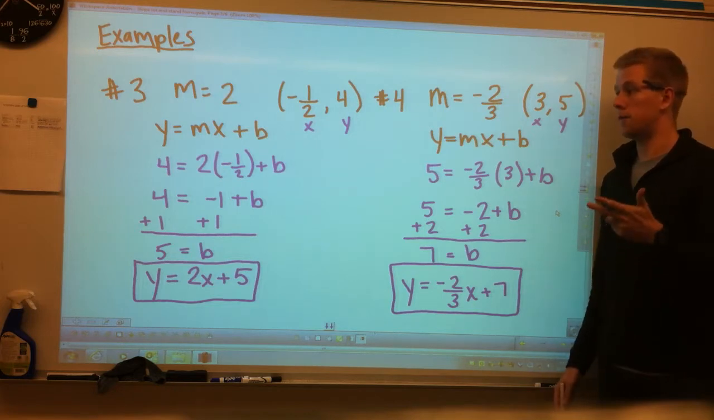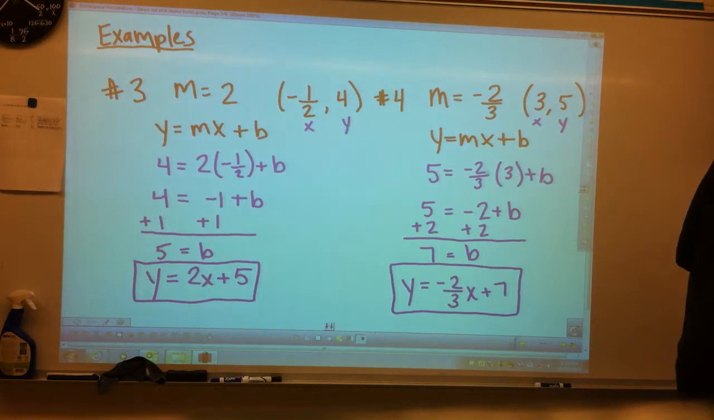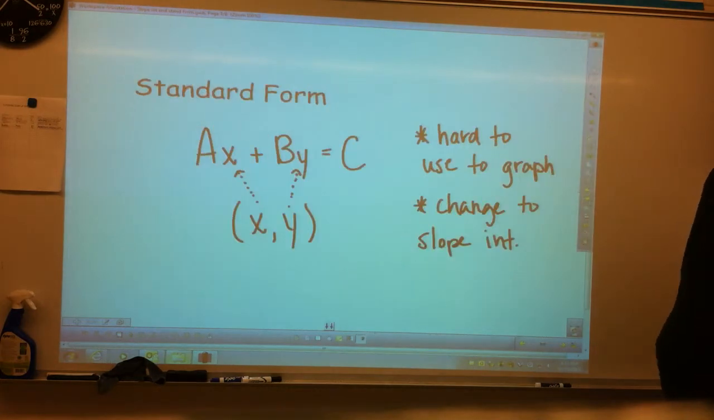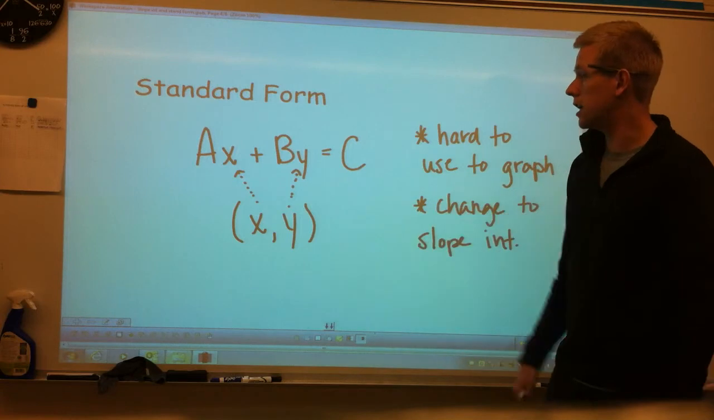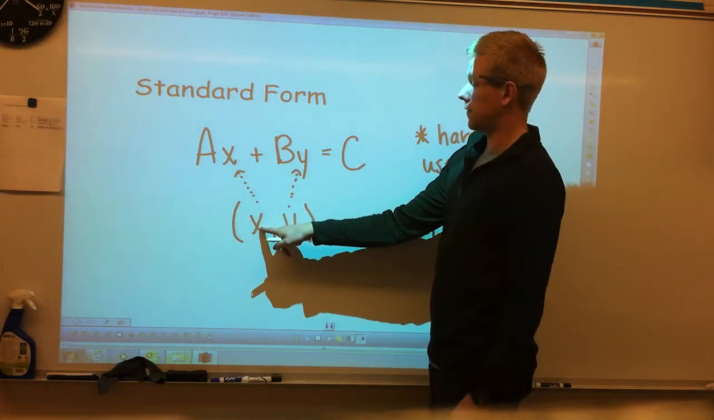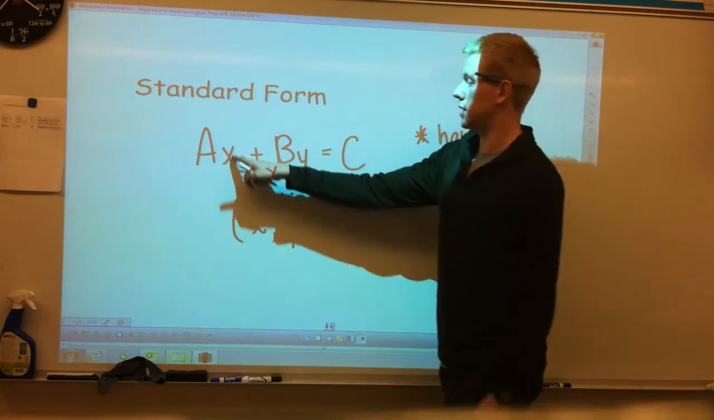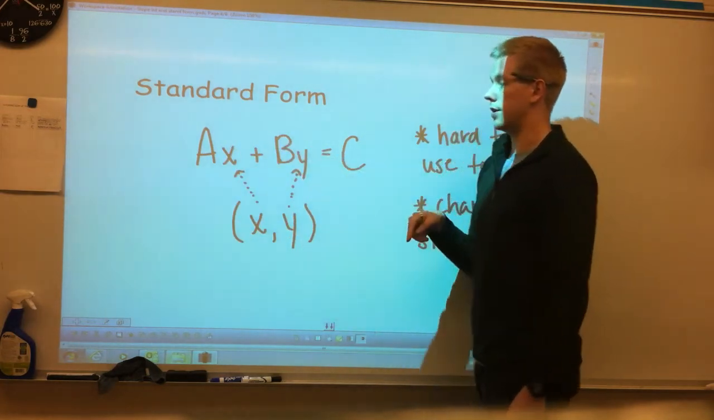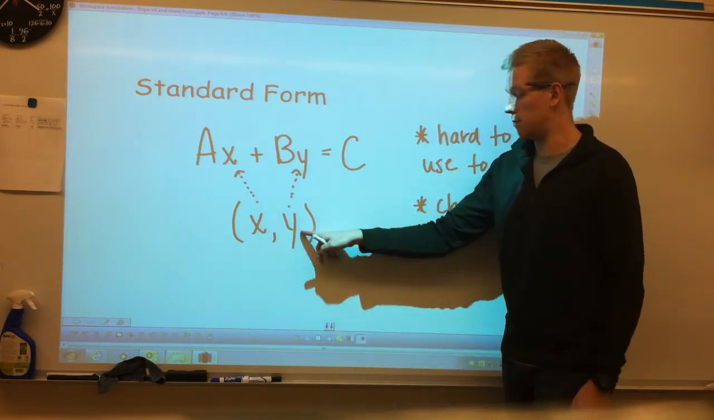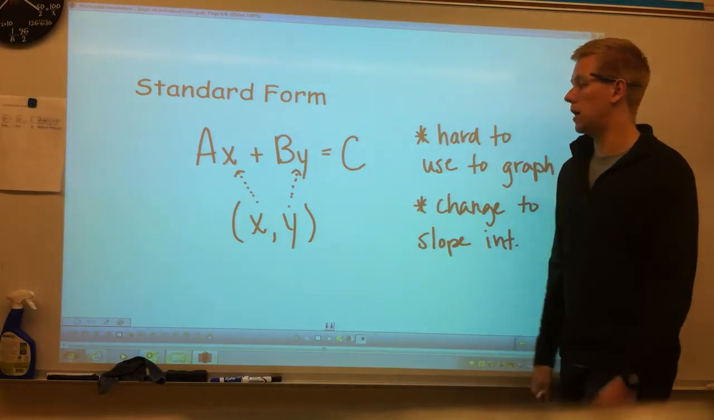The next form that we're going to learn about is standard form. You may have heard of it, don't remember it. That's why you're going to take notes on it. So here it is, ax plus by equal to c. Simply just using an x from a coordinate and using a y from a coordinate, you can plug those numbers in. So these x's and these y's right here are not just generic. They have meaning. They come from an ordered pair. So that is standard form, ax plus by equal to c.